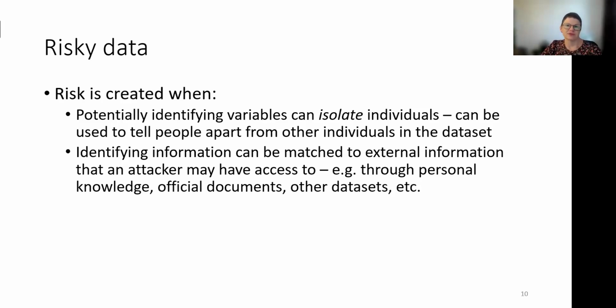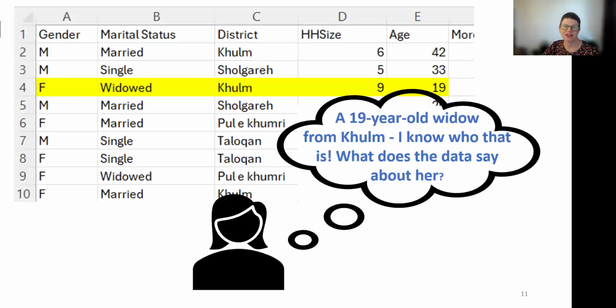The second thing is that the identifying information in the data set can be matched to external information that an attacker may have access to through personal knowledge, official documents, or other data sets. So here's an imaginary scenario. Imagine this data set only has one 19-year-old widow who lives in a household of 9 people and is from her district. Maybe the district only has one person like that.